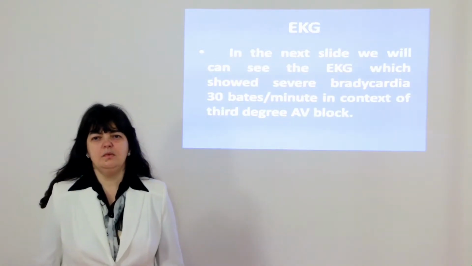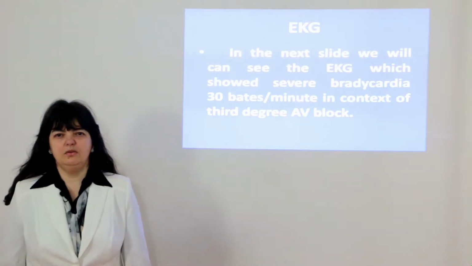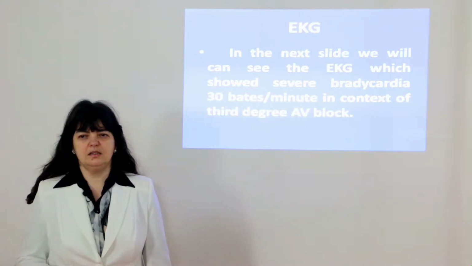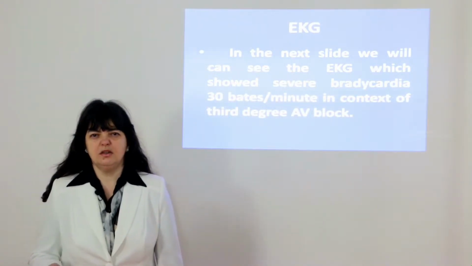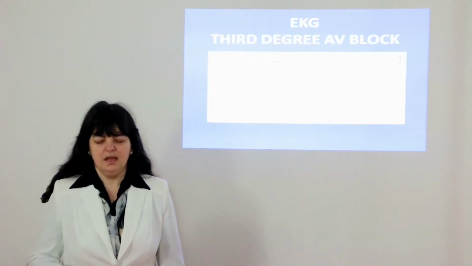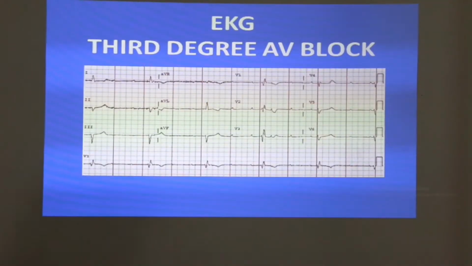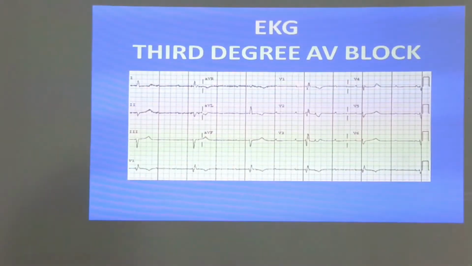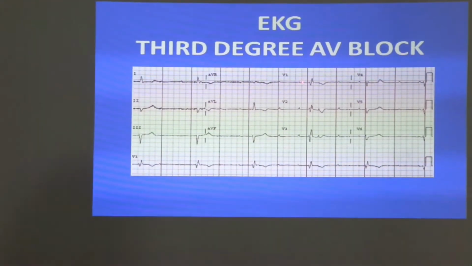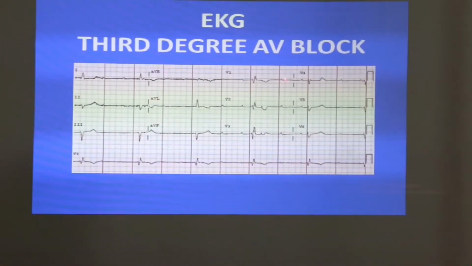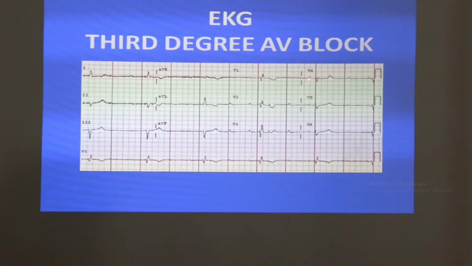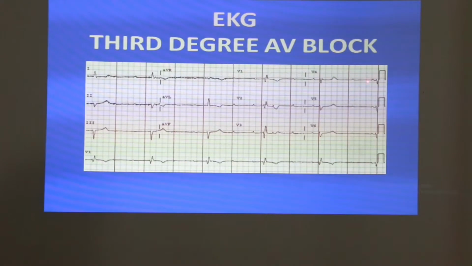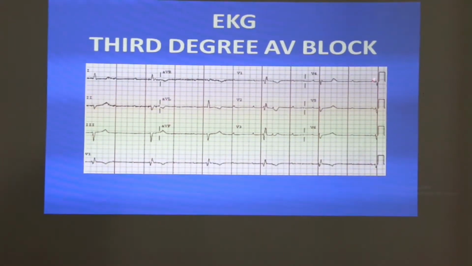In the next slide, we can see together the ECG of the patient with severe bradycardia, 30 beats per minute, in the context of the third-degree AV block. This is the ECG of the patient, and here we can see one P wave unconducted and a second P wave unconducted, and then once again a P wave unconducted, another P wave unconducted, and here again a P wave unconducted and another P wave unconducted.